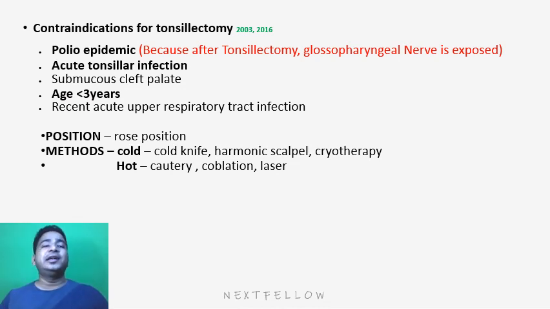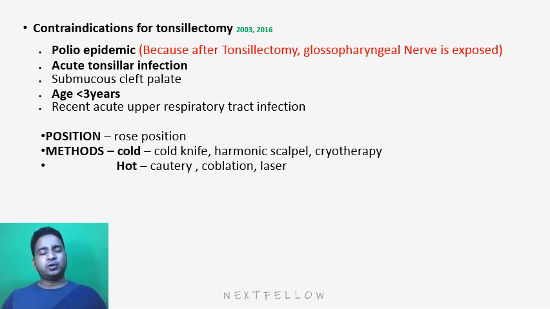And what are the contraindications of the tonsillectomy? The first contraindication is polio. It has been asked multiple times in the exam. Why polio? Because we all know the glossopharyngeal nerve lies in the bed of the tonsil. If we remove the tonsil, it will come into direct exposure. Whatever we are eating, or any pathogens we are inhaling or ingesting, can directly affect the glossopharyngeal nerve. So firstly polio. Next one is acute infection, because if we do the surgery in acute infection, there will be lots of bleeding and some sort of tragedy will happen while doing the surgery.